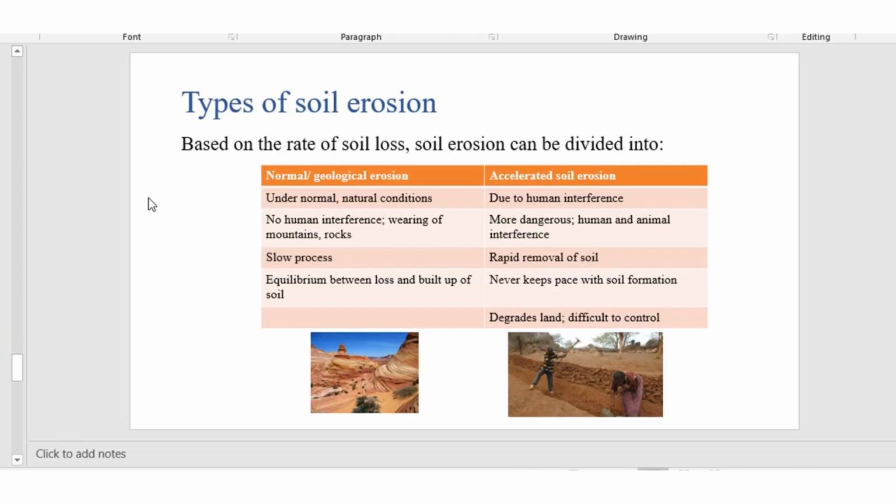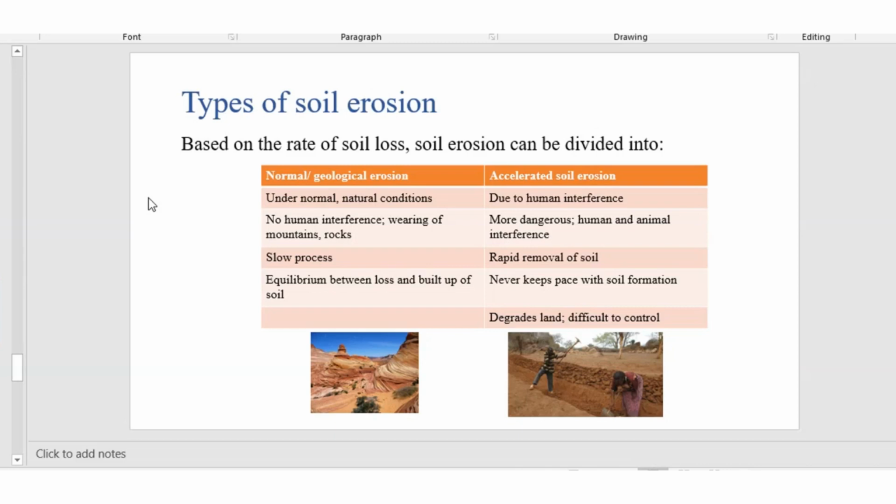Then, based upon the rate or the speed of soil loss, soil erosion can also be categorized into two different categories: the normal or the geological erosion, and the accelerated or man-induced soil erosion. So the normal or the geological erosion, as the term suggests, is under normal, natural conditions, and there is no human interference. It's not because of any anthropogenic activity, and it's naturally occurring at its pace.